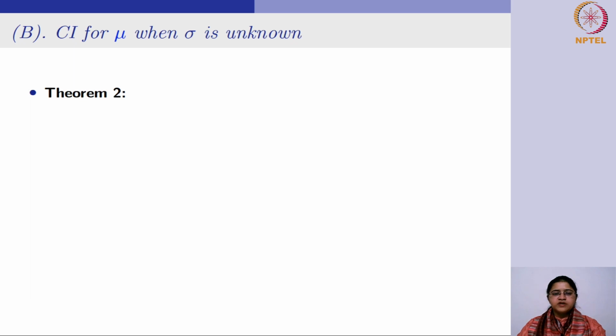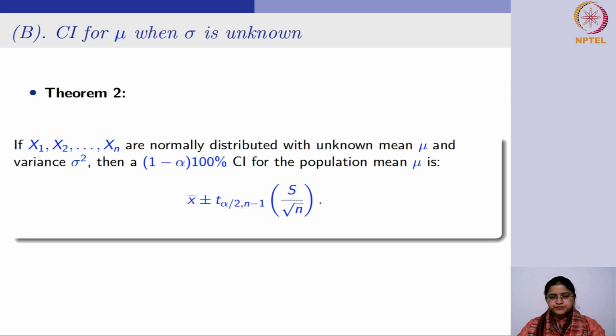Now we move on to our next theorem, which says what the confidence interval for mu will be when sigma is unknown. If you can recall, whenever sigma is unknown, the standard deviation sigma is replaced by the sample standard deviation, that is, sigma square is replaced by the sample variance. So in that case, the t distribution comes into the picture.